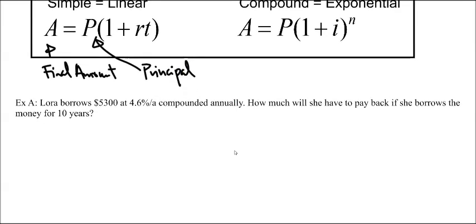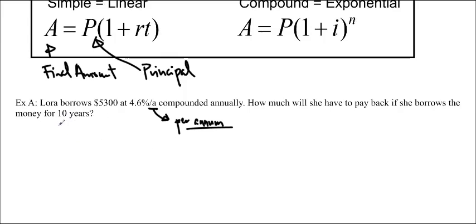Laura borrows $5,300 at 4.6% per annum, compounded annually. That's what this /A means. It means per annum, so that's the annual interest rate, and that's how all interest rates are declared. How much will she have to pay back if she borrows the money for 10 years?